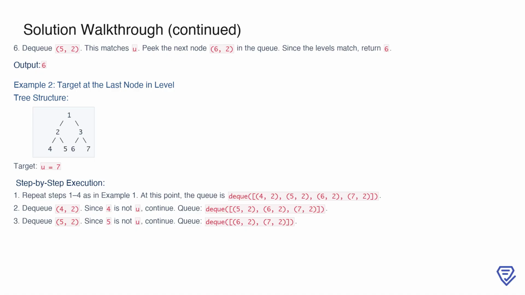This matches the target node U. To find the nearest right node, we peek at the next node in the queue, which is (6, 2). Since the level of this node matches the level of U, we return 6 as the nearest right node.